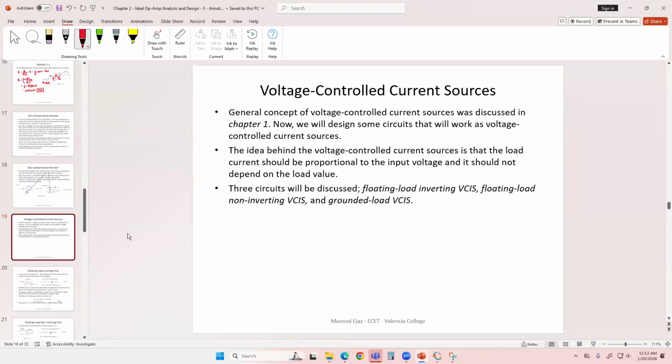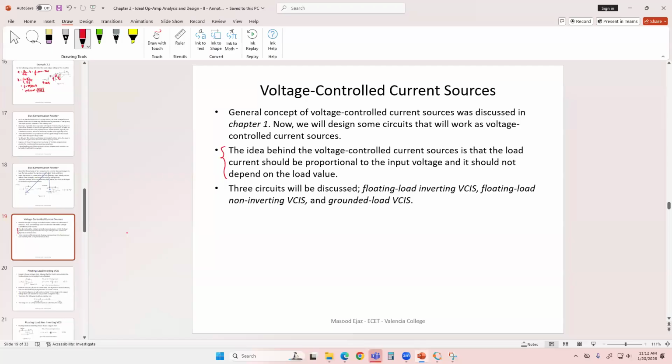The idea behind the voltage controlled current source is that if you connect a load, then the current through that load should be proportional to the input voltage, and it should not depend on the value of the load. That's the main idea: the current passing through the load you are connecting is independent of the value of the load. It only depends on the input voltage.